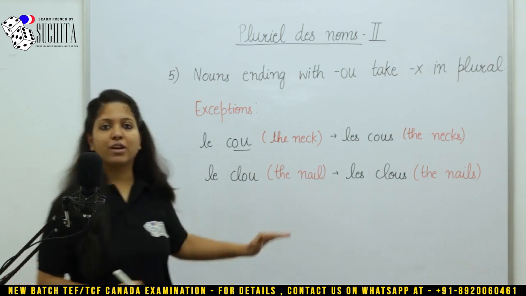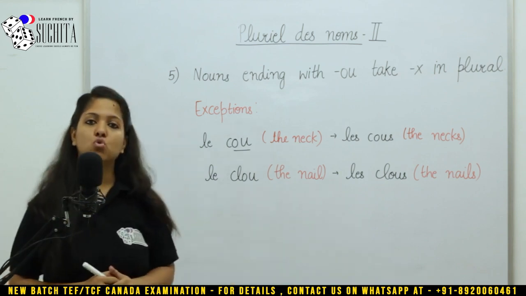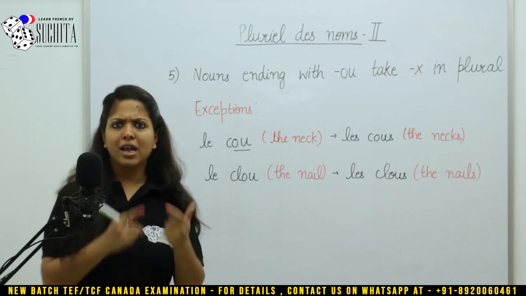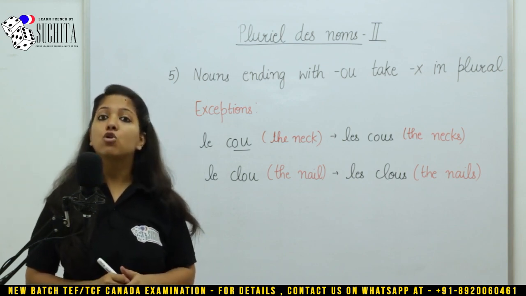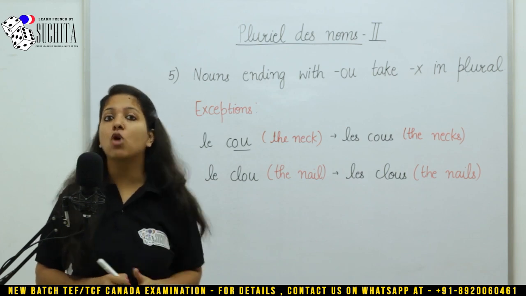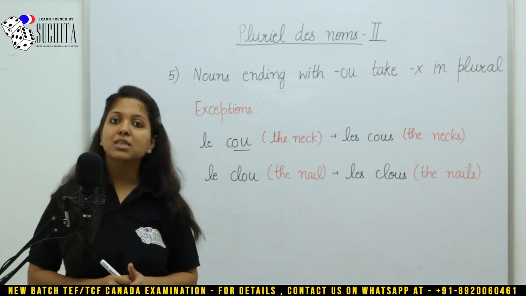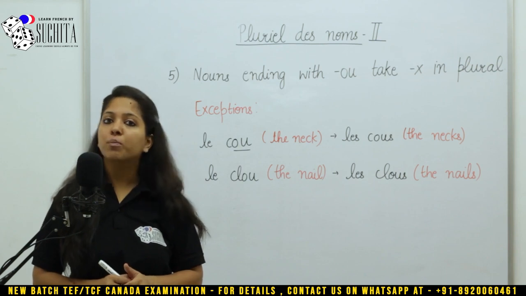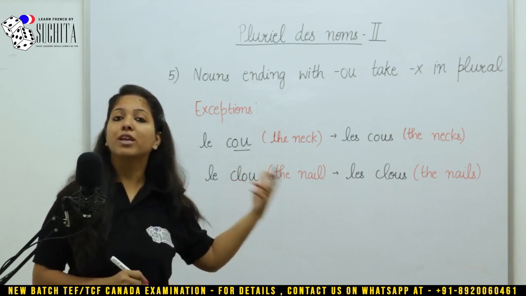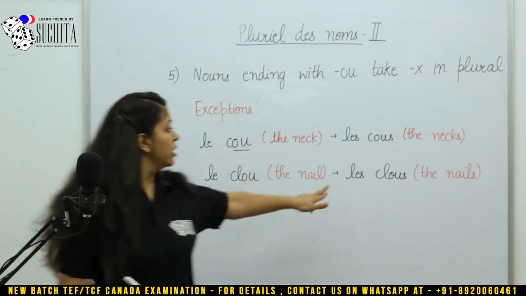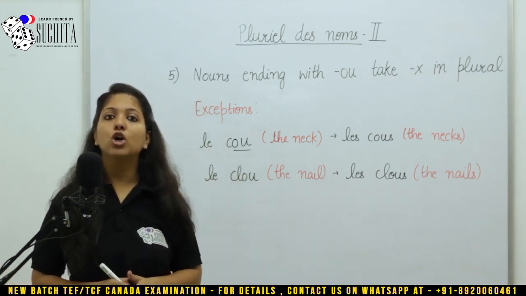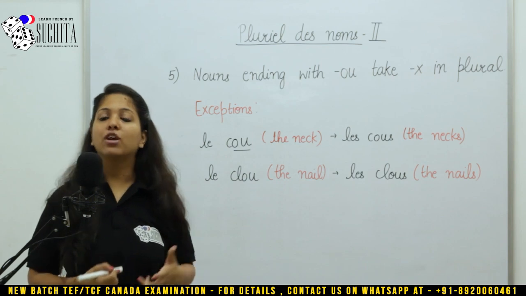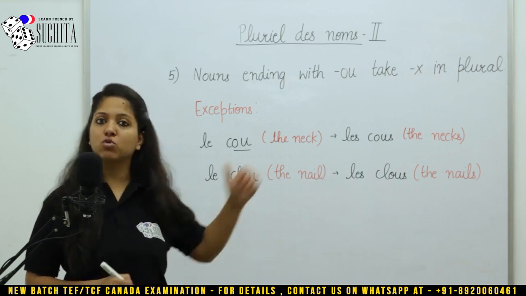And the next exception that we have is le clou. Le clou, which means the nail. Now not this nail, but the nail that you fix in the wall. Okay. Le clou. Again it has the OU combination at the end. But since it is an exception, you will not put an X to make it plural. You will put an S to make it plural. Les clous. And the meaning is the nails. So le cou and le clou, they are the exceptions to this rule.